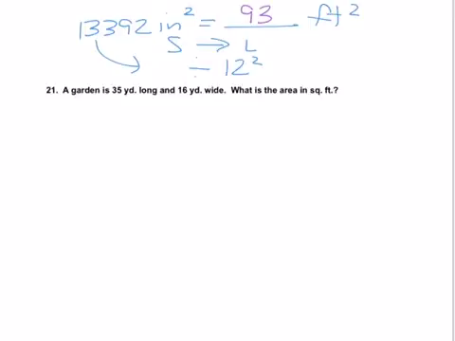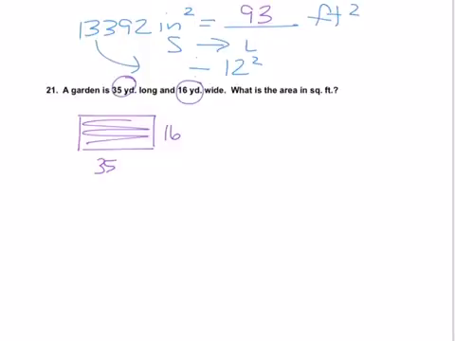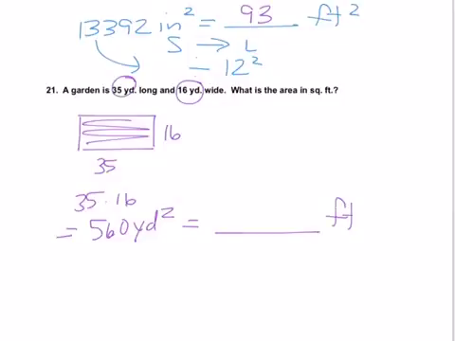Number 21, a garden is 35 yards long and 16 yards wide. What is the area in square feet? So I would say 35 by 16. And this is in yards that I'm figuring out this rectangle right here. I'm trying to figure out the area. So base times height, 35 times 16 equals 560 yards squared equals how many feet squared?